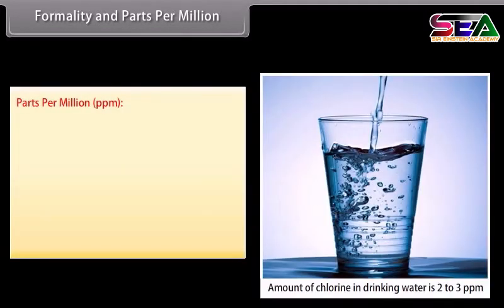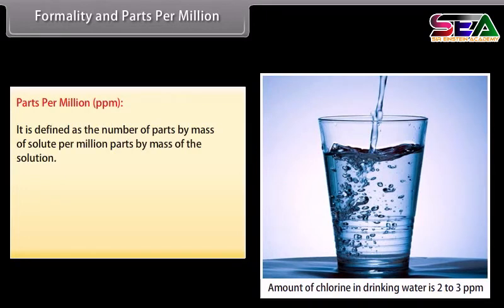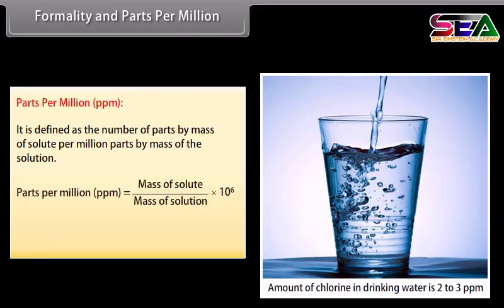Parts per million. It is defined as the number of parts by mass of solute per million parts by mass of the solution. It is abbreviated as ppm. Mathematically, ppm is equal to Wb divided by Wa plus Wb, into 10 raised to the power 6.